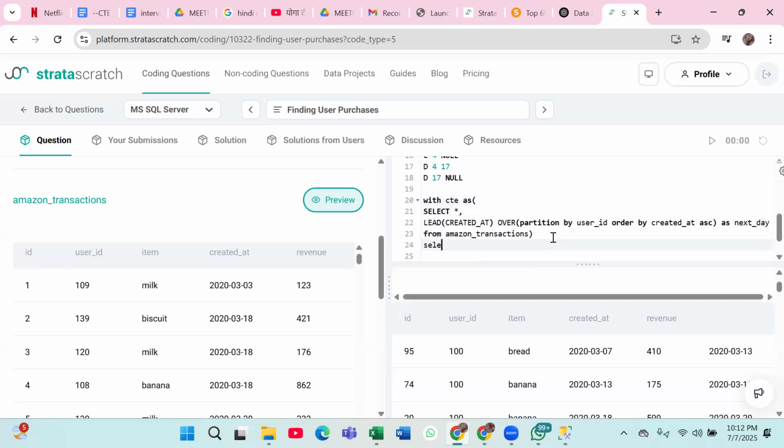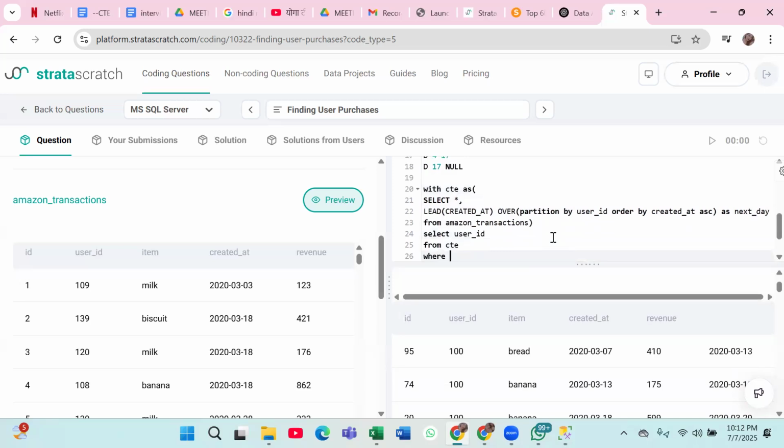Then what do I want to have? I want to have user ID. Which user ID? From my CTE table, where, how can we get the difference between two dates? Date diff. I want to have the difference in days. What is my starting date? It will be my created at. What will be my ending date? It will be my next day. Should be smaller than or equal to 7. Pragya, next spelling. Thank you.